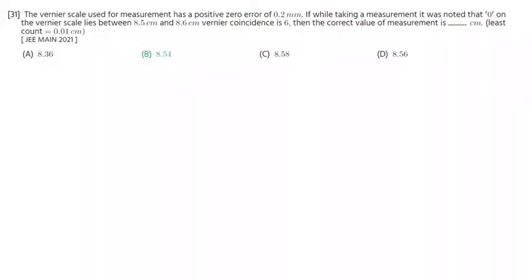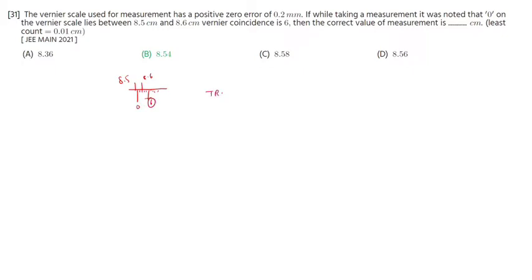Okay children, see this question number 31. A vernier scale used for the measurement has a positive zero error of 0.2 millimeter. While taking a measurement it was noted that the zero of the vernier lies in between 8.5 and 8.6 and the vernier coincidence is the 6th division. Then the corrected value of the measurement?